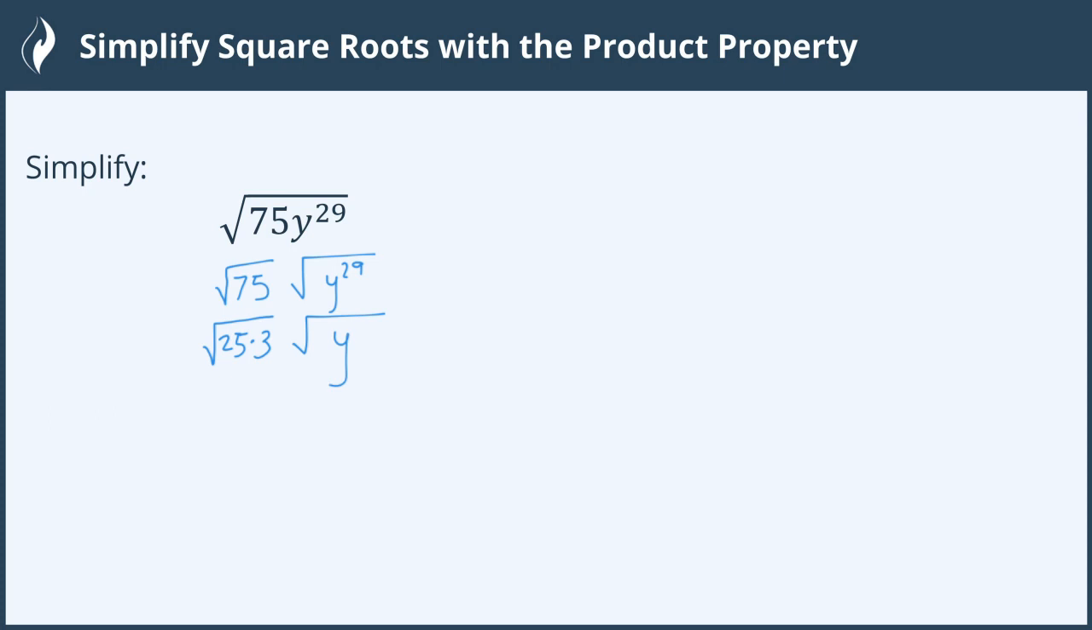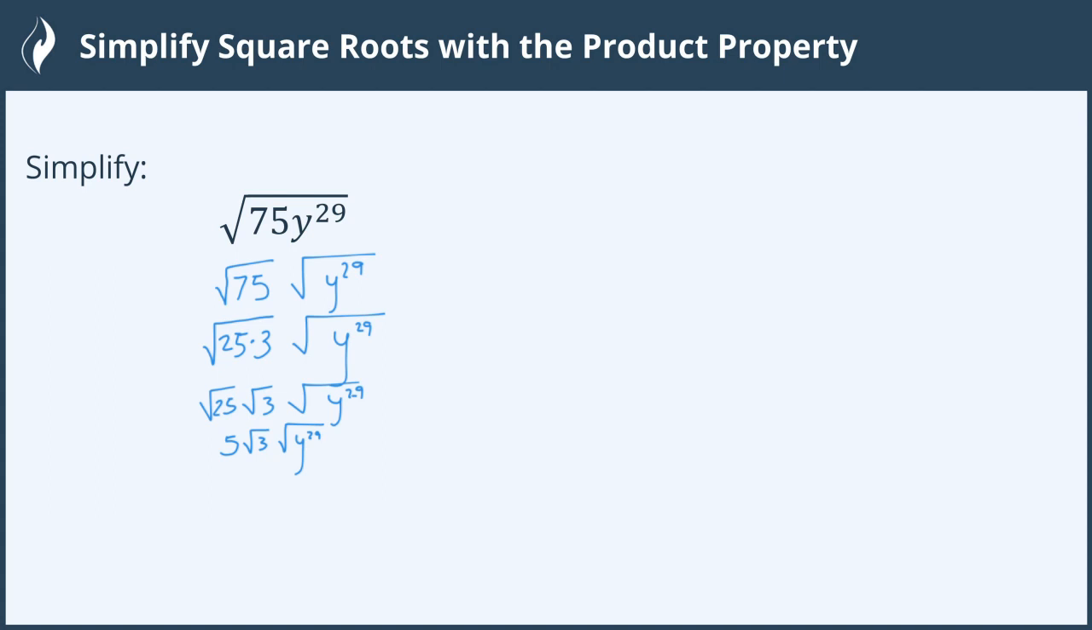Now the product property again says I've got these two numbers multiplied by each other, so I'm going to split them into their own individual square roots. This is helpful because now I can take the square root of 25, which is 5, times the square root of 3. The square root of 3 can't be simplified any further.